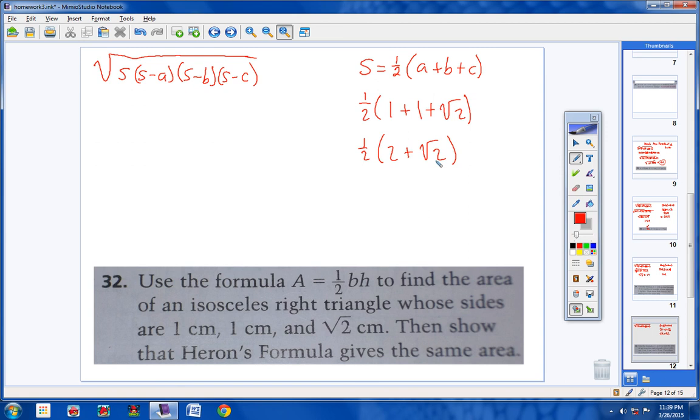2 plus square root of 2 would be 3.14 times 1/2 would be 1.7. Oh, so S equals 1.7. So we have 1.7 times 1.7 minus 1, that's 0.7, times 1.7 minus 1, that's 0.7, and then 1.7 minus square root of 2.